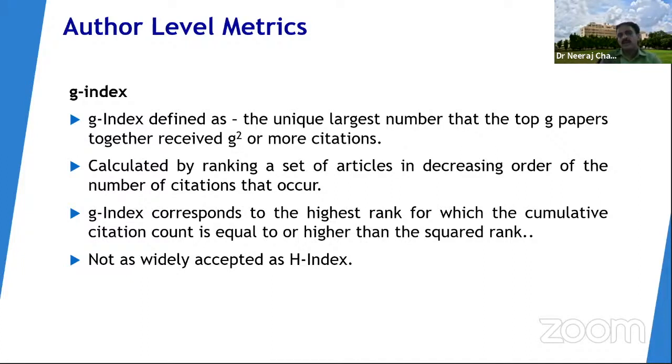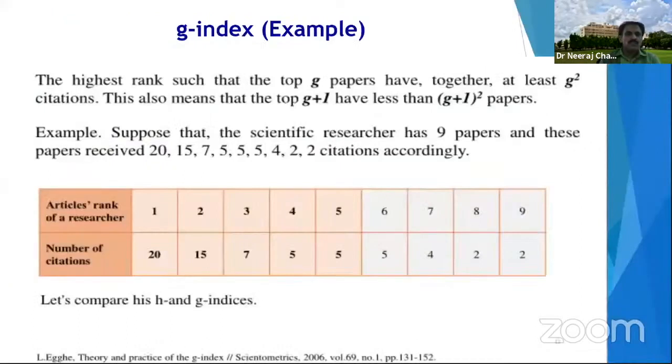It is calculated by ranking a set of articles in decreasing order of the number of citations they receive. The G index corresponds to the highest rank at which the cumulative citation count is equal to or higher than the squared rank. It is not as widely accepted as the H index. The H index is widely accepted by people. So this is one of the examples.